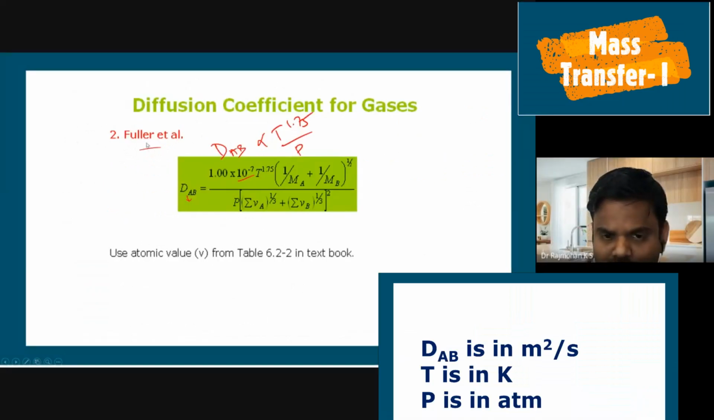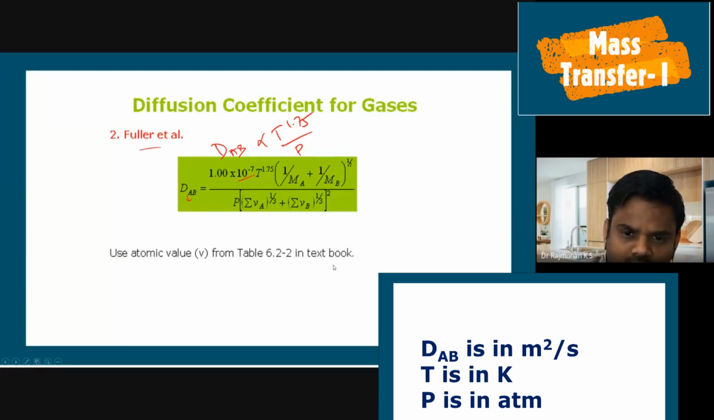So we have seen an empirical equation by Fuller et al, which says that DAB is directly proportional to T power 1.75 and inversely proportional to P. With respect to the Gilliland equation, DAB is proportional to T power 1.5. And in these equations, VA and VB are atomic volume values. We can take them from the literature or table.